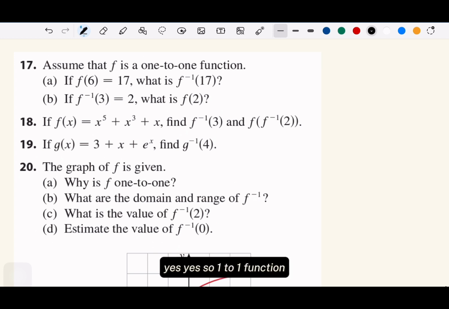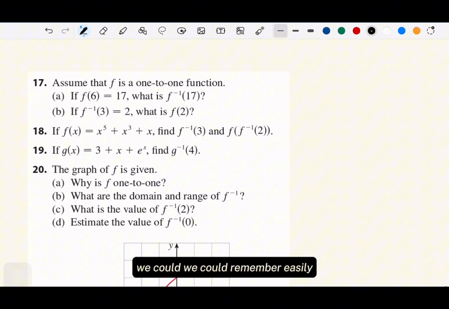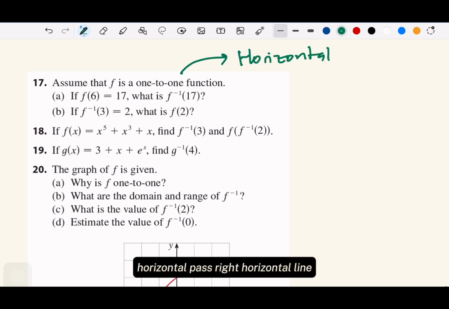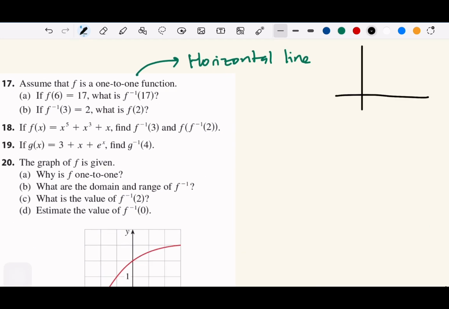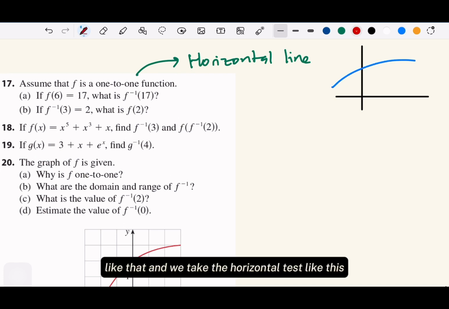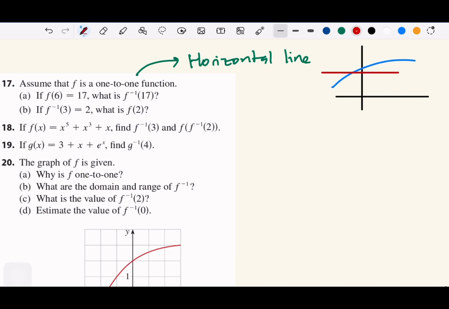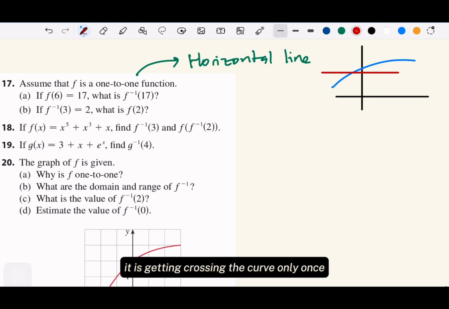So a one-to-one function, we could remember easily: the horizontal line test. It means that if we take the curve like that, and we take the horizontal line like this, if it is crossing the curve only once, it means that it is a one-to-one function. What's the implication of a one-to-one function? That the function has an inverse.